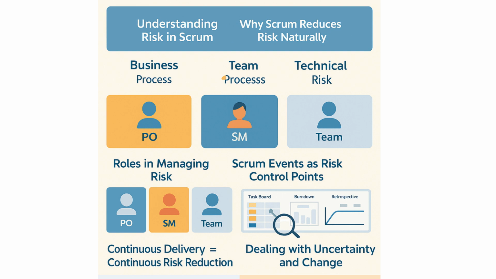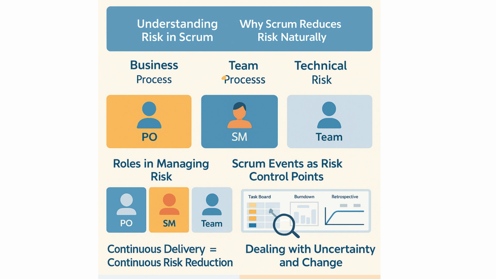Here we talk about dealing with uncertainty and change. Most project risks come from change: shifting requirements, evolving technologies, or new customer insights. Scrum doesn't try to freeze change, it manages it. By using short sprints and regular backlog refinement, teams can absorb new information without losing focus. Change is folded into the process, not treated as a crisis. That's how Scrum transforms uncertainty from a threat into an advantage.